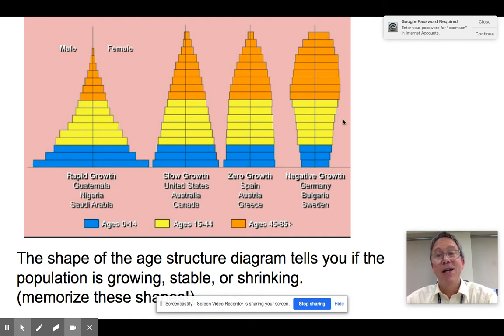Now, this one kind of looks like a coffin because, if you think about it, that's not sustainable. I mean, there's never been a country that's stopped existing because of this, but it definitely is a new phenomenon just in the last few decades that we see countries transitioning into this, and that means their populations are shrinking. And it really would be a good idea for you to memorize these shapes because you're going to get tested on them in May.